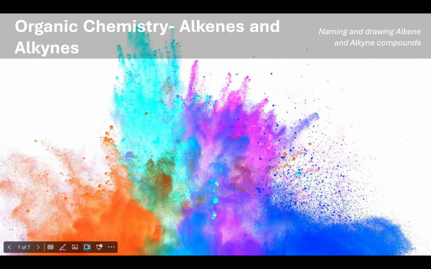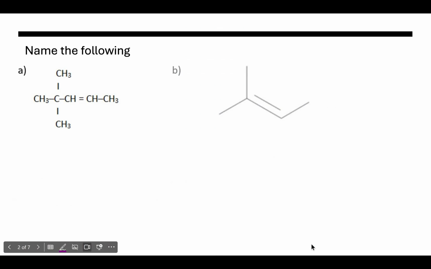Taking a look at the second lesson of organic chemistry, when you're dealing with alkenes, so double bonds, and alkynes, so triple bonds. When we have a double or a triple bond, the rules change a little bit, but not too much. So starting with the first one, you're still looking to identify your longest chain.